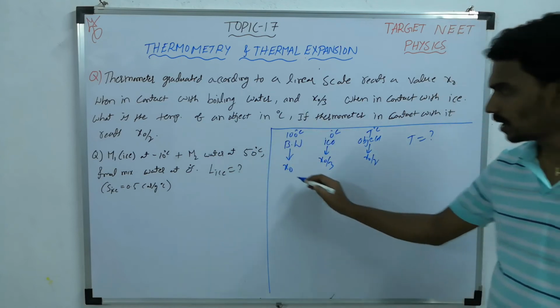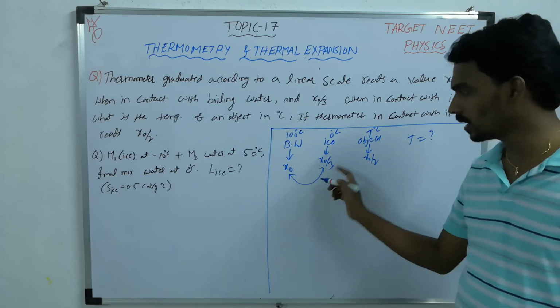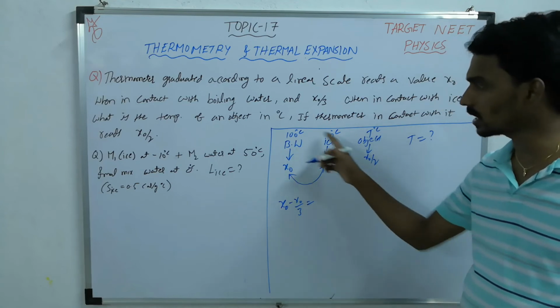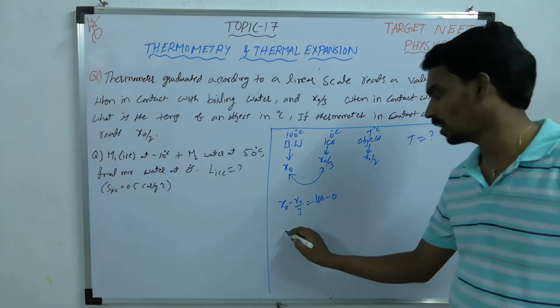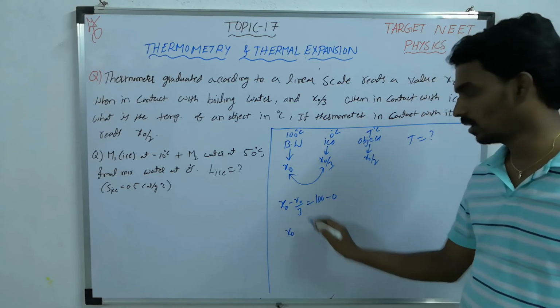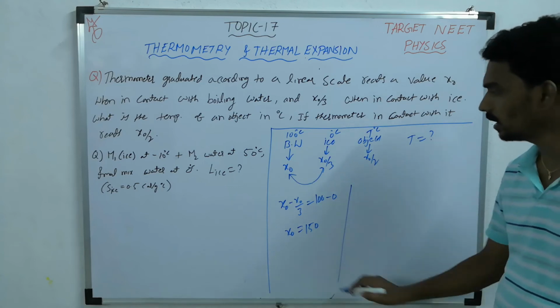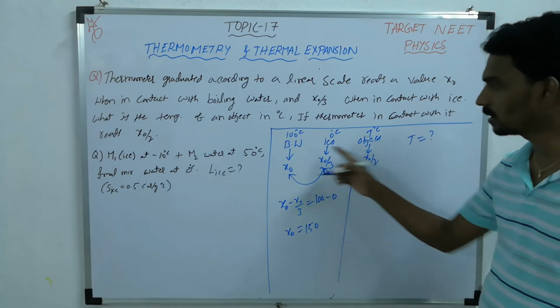Now here, first you consider these two. So what is the difference in the reading? x0 minus x0 by 3. So what is the corresponding temperature difference? 100 minus 0. So that x0, if you calculate, how much will you get? 150.